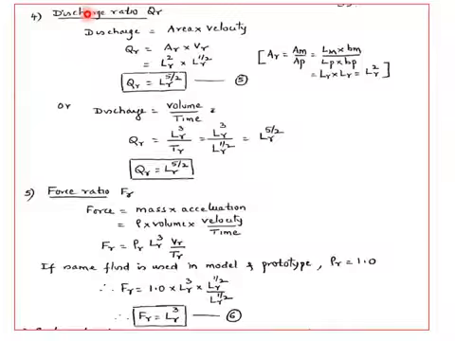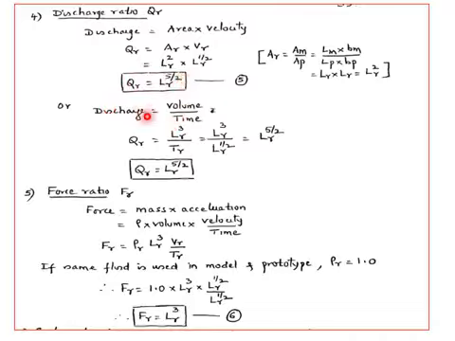Now coming to the discharge, that is Qr. Discharge is area into velocity, so the discharge ratio can be written as area ratio into velocity ratio. The area ratio is Am by Ap, which is Lm into Bm by Lp into Bp, which is nothing but Lr square. Vr is Lr to the power of half. Therefore you can remember that the discharge ratio is always Lr to the power of 5 by 2.